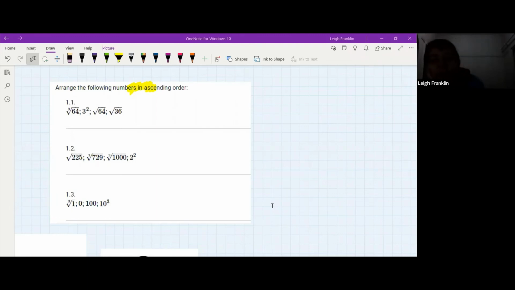Aziza, yes, you have to write it as it's shown. So what you can do is work out what these answers are, and then when you put them into ascending order, put them in exactly the way that they're given to you.